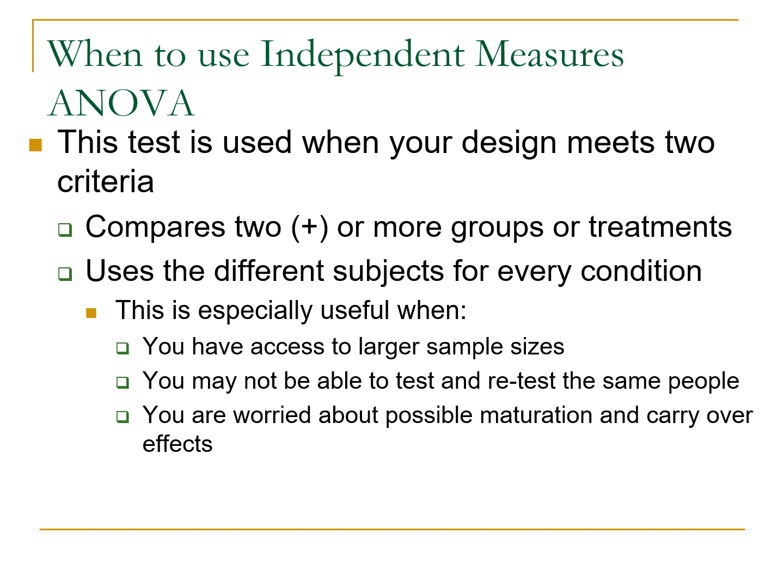This is especially useful when you have access to larger sample sizes. You may not be able to test and retest the same people, or you're worried about possible maturation or carryover effects. So maturation means people are naturally getting better over time. So think about how your understanding of statistics has hopefully advanced during this class. If I tested your understanding of statistics at the start of the class, in the middle of the class, and the end of the class, I would expect those scores to go up regardless of any other intervention.